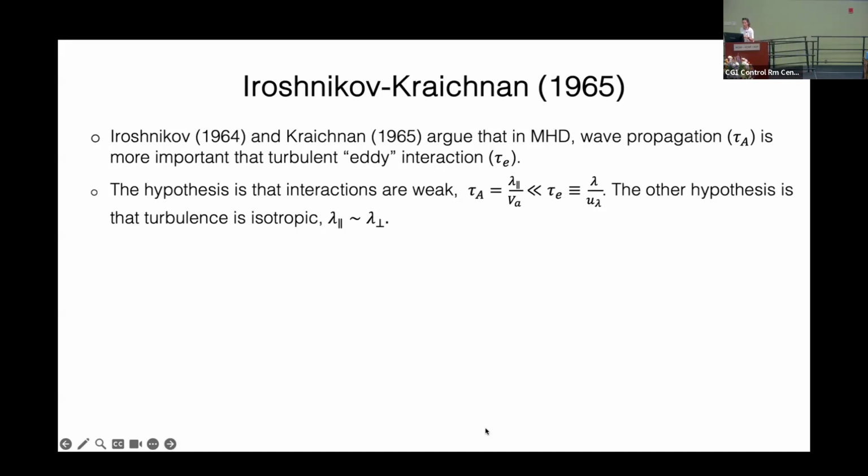The second hypothesis is isotropy, which means that they do not distinguish between scales parallel and perpendicular with respect to the mean field. Yes? I've always been confused by this with MHD turbulence. How do we get from field-line propagating Alfven waves to eddies?